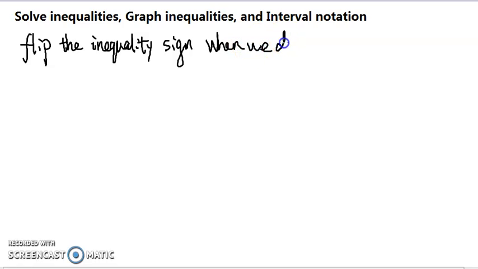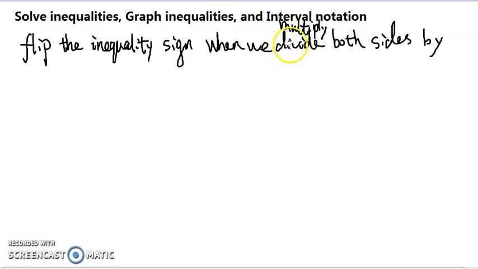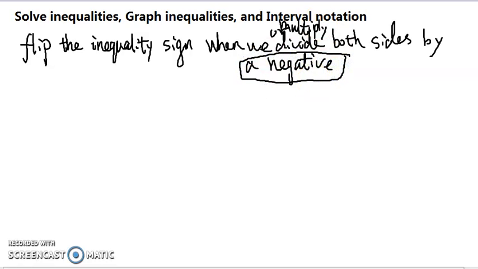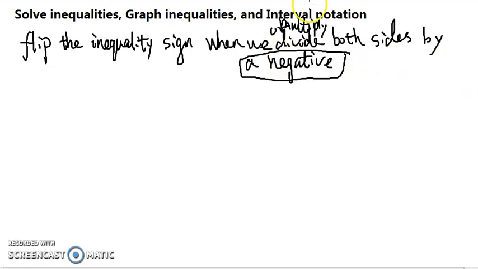So when we divide both sides of the inequality, or multiply, by a negative, all the other steps will be exactly the same as solving an equation. We can add or subtract a number, or multiply or divide a positive number on both sides. They won't affect the sign. The only time that will affect the sign is when we multiply or divide by a negative number.